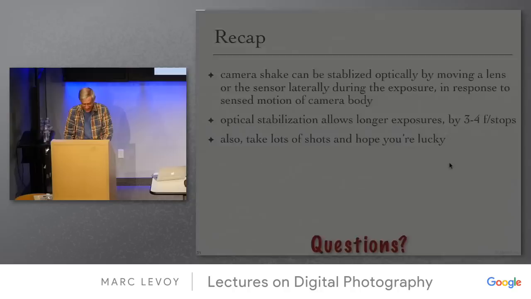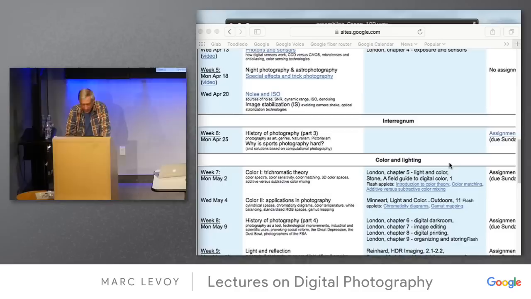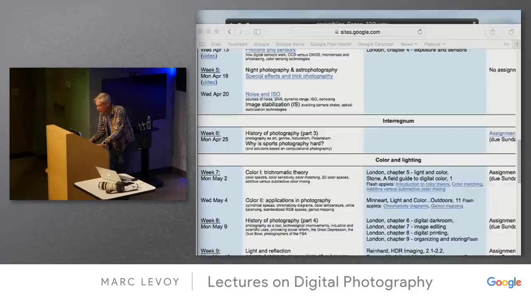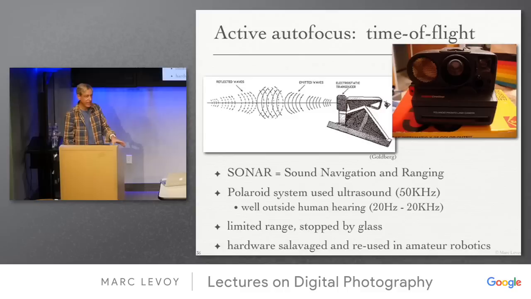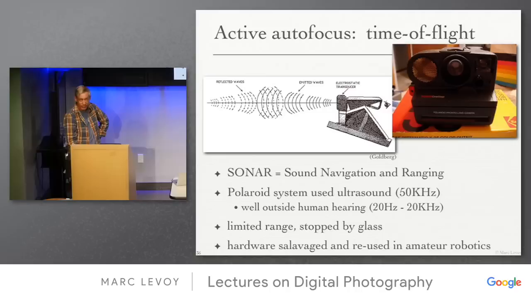All right. Okay. So I've got a little bit more time. Let me try first to finish up the autofocus lecture by talking just briefly about active autofocus. It's not something that is important for most cameras, but it's worth just mentioning. I've mentioned a few aspects of this briefly. So there used to be active autofocus systems.